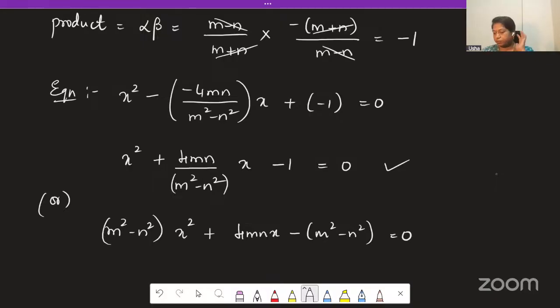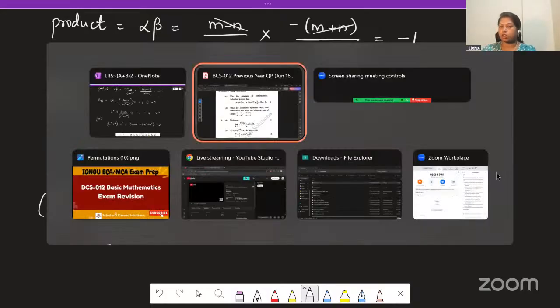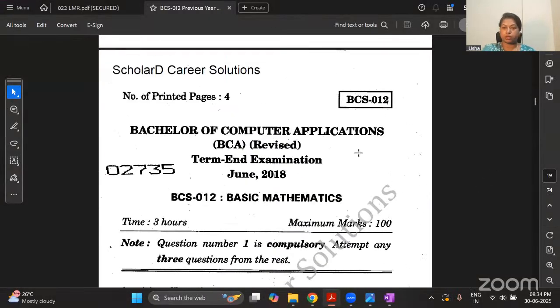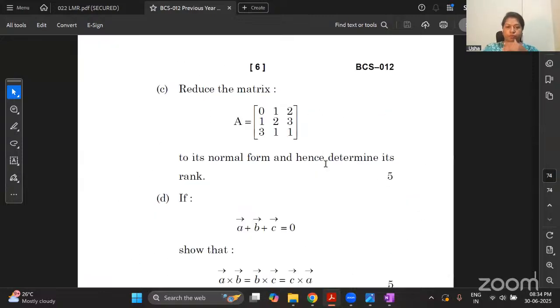Is this clear, everybody? This is a type of question that you get under quadratic equations. Next, we will solve questions of cubic equation. Cubic equation question is most repeated actually. I mean, the same question is not repeated, but the concept under cubic equation is asked more.